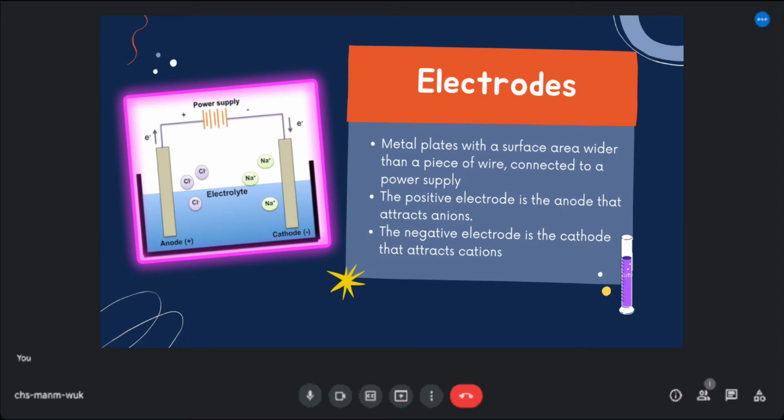So there are different kinds of electrodes, but usually they are metal plates with a surface area wider than a piece of wire connected to a power supply. The positive electrode is the anode that attracts anions, and the negative electrode is the cathode that attracts cations.